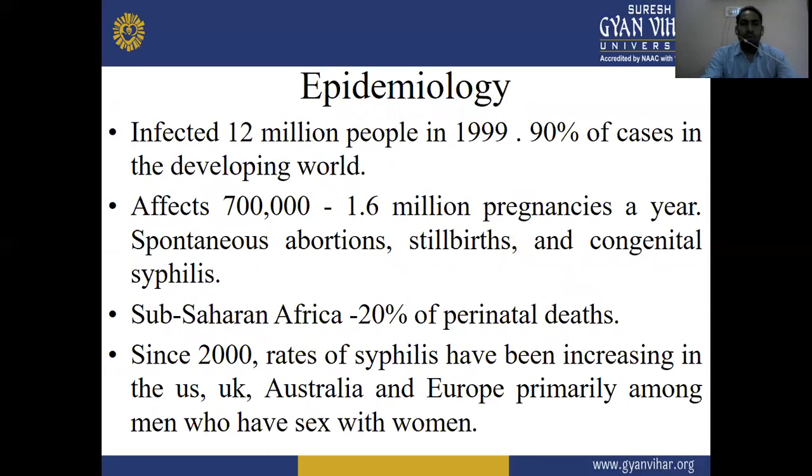Next one, epidemiology of syphilis. First of all, it infected 12 million people in 1990, with 90% of cases in the developing world. It affected 700,000 to 1.6 million pregnancies a year, causing spontaneous abortions, stillbirth and congenital syphilis.